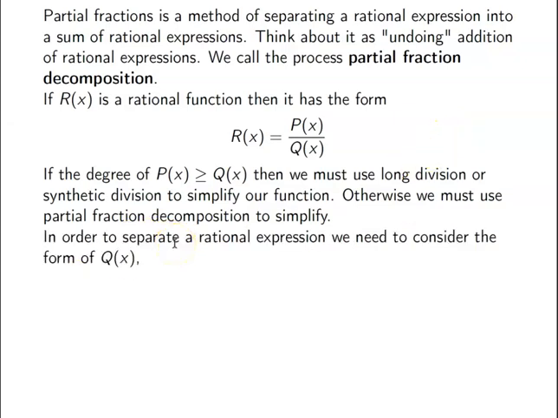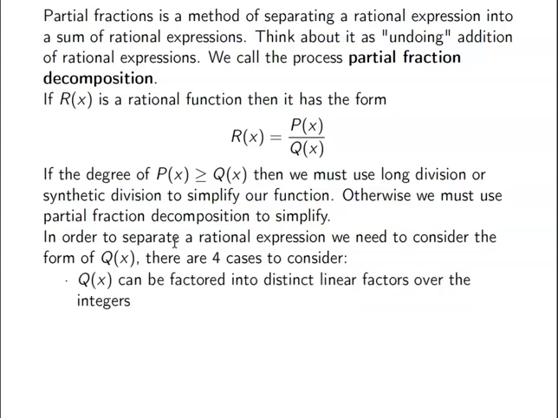Okay. So in order to separate a rational expression, we need to consider the different forms of Q, right? So partial fraction decomposition is really based off of what Q looks like in its factored form. So there's four cases to consider for the form of Q. The first is that all of the factors are linear, so nothing more than degree one, and they're all different, right? They're all distinct. So this factors to a bunch of little binomial terms, and all of those binomial terms are linear, and none of them are the same.